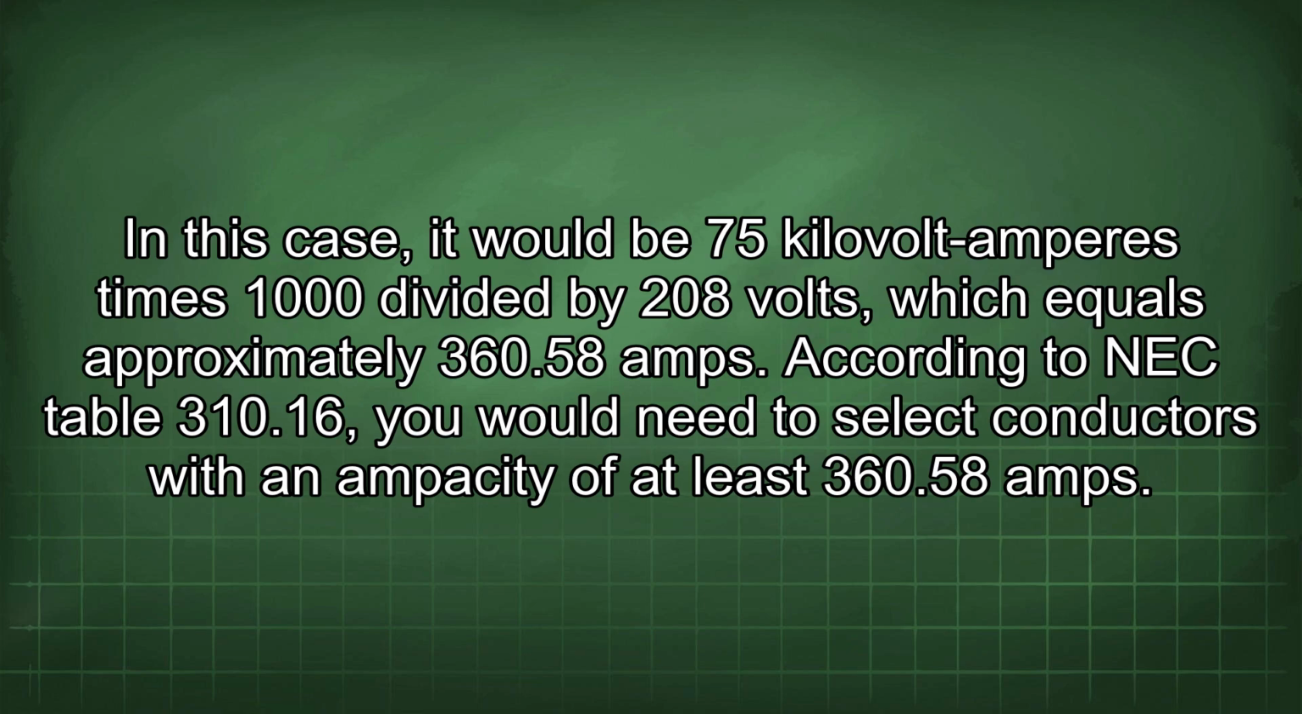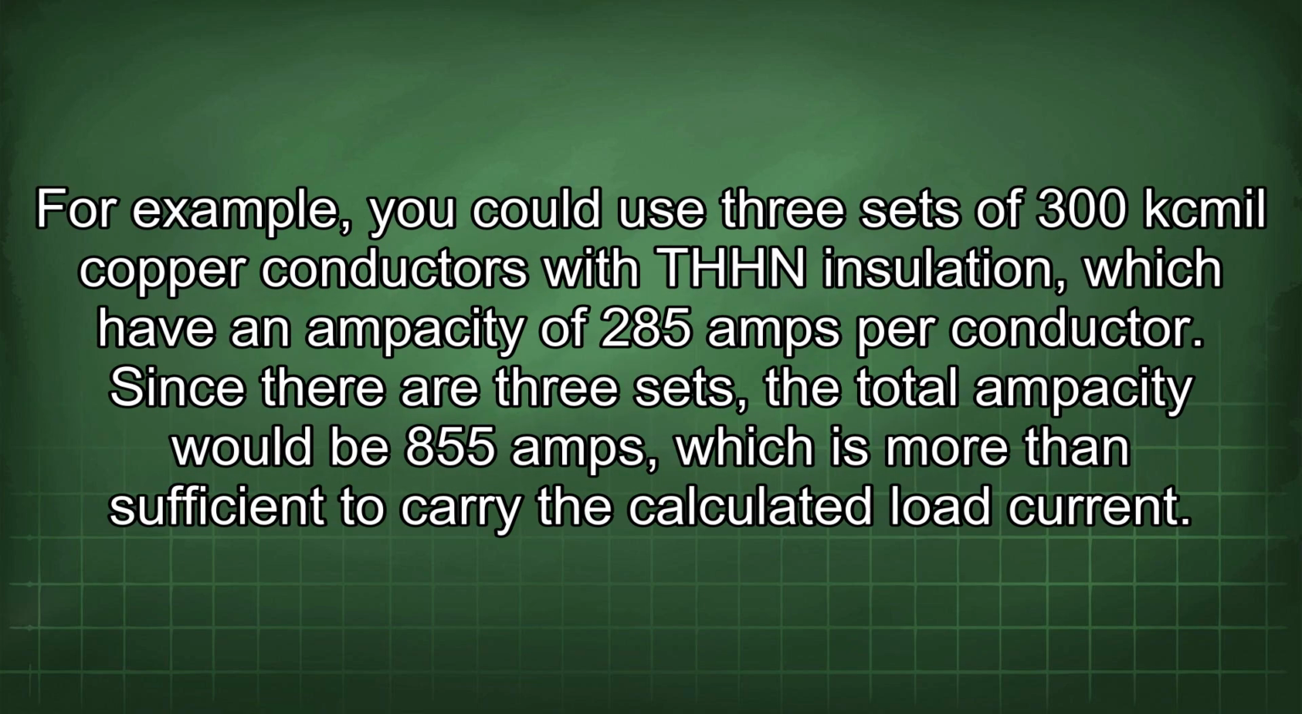According to NEC Table 310.16, you would need to select conductors with an ampacity of at least 360.58 amps. For example, you could use 3 sets of 300 kcmil copper conductors with THHN insulation, which have an ampacity of 285 amps per conductor. Since there are 3 sets, the total ampacity would be 855 amps, which is more than sufficient to carry the calculated load current.